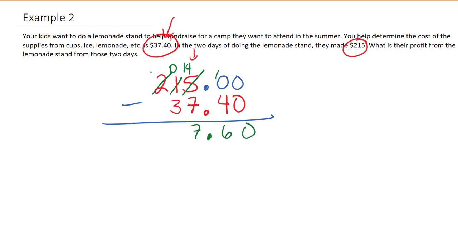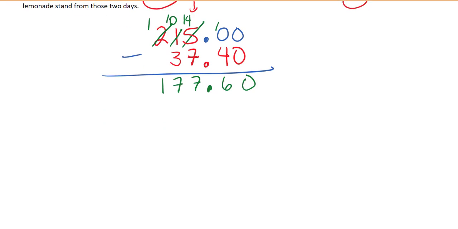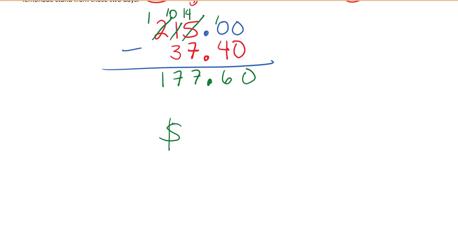0 minus 3 can't be done, so we need to go ahead and borrow from the hundreds. So now we have 10 tens. So 10 minus 3 is 7. And then just bring down the 1. So the profit they made was $177.60.